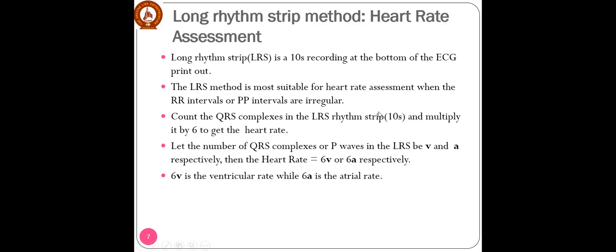The long rhythm strip, the standard one, is usually a 10-second reading, so when you multiply by 6, you get 60. When you count the number of QRS complexes, that will give us the number of beats per minute. Let the number of QRS complexes or P waves in the long rhythm strip be V and A respectively. Then the heart rate will be 6V or 6A respectively, where 6V represents the ventricular rate and 6A represents the atrial rate.